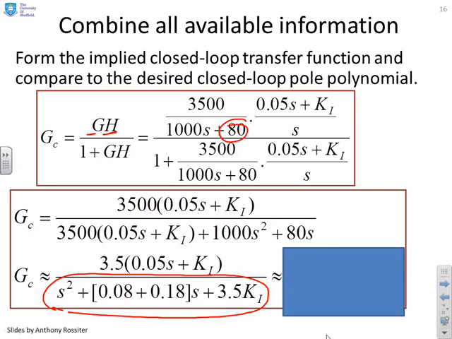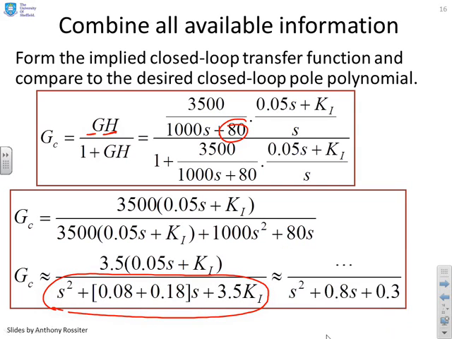Now let's remember what our target was. I'm not too worried about what was in the numerator, and you can see here was our target closed loop pole polynomial. So you're asking yourself, can you make the actual closed loop pole polynomial equal to the target closed loop pole polynomial?